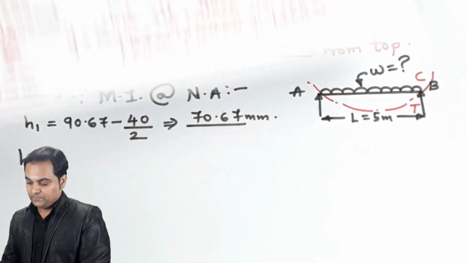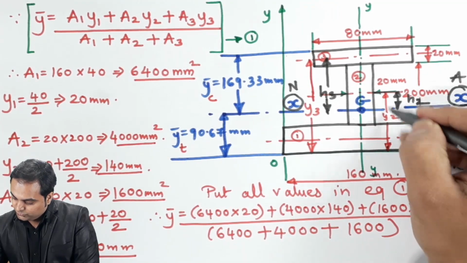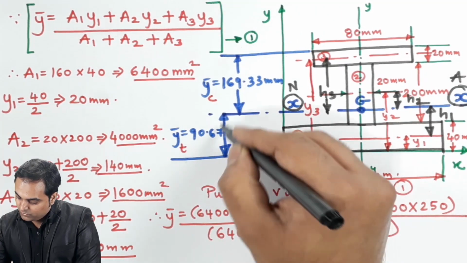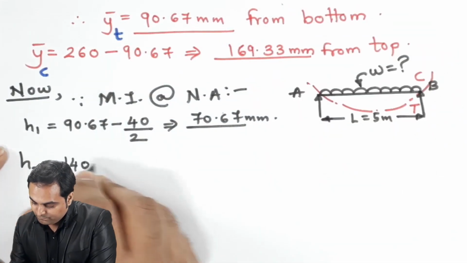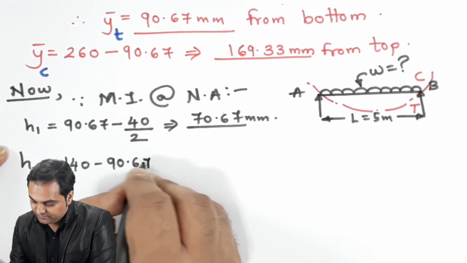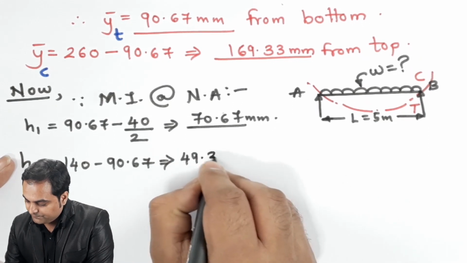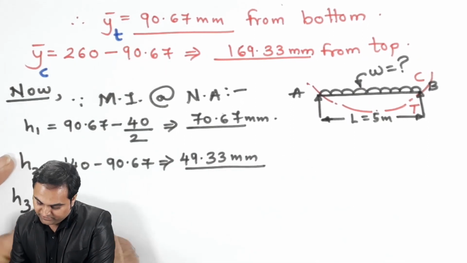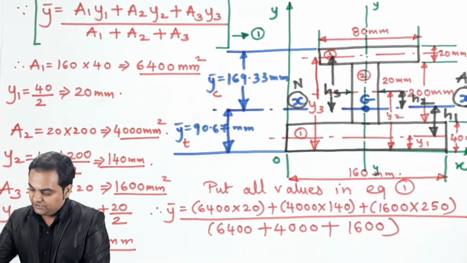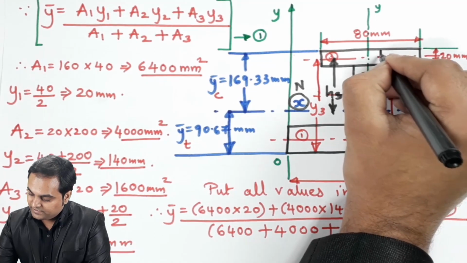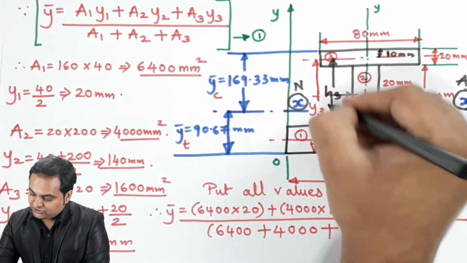And h2 is, now h2 is this distance. Here y2 is known to us. From y2, if I subtract y bar, that will give me h2. So it is 140 minus 90.67, which is 49.33 mm. And finally the h3 value, since from the top it is 169.33, I want this h3, so I'll subtract 10 mm, which is half of 20 here, to get h3.